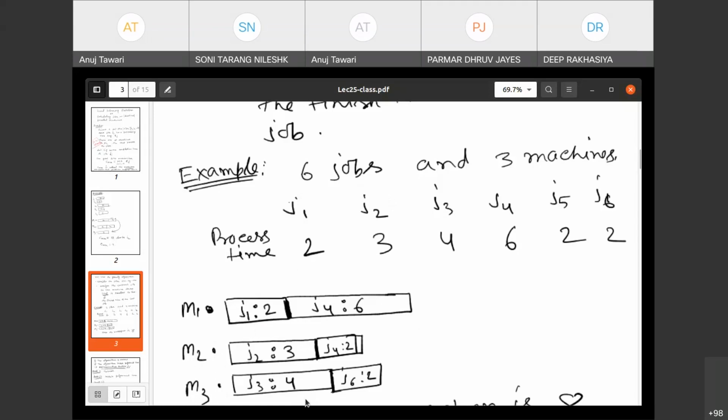Now what happens to J4? M1 is running for 2 hours, M2 is running for 3 hours, and M3 is running for 4 hours. So M1 has the smallest load, so we'll assign J4 to M1. Now this will run for 8 hours, this will run for 3 hours, this will run for 4 hours. So M2 has the smallest load, so we put J5 there. This should be J5 instead of J4.